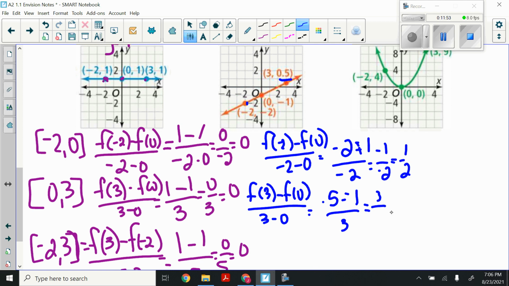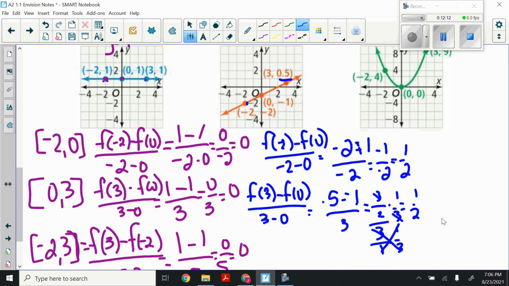Or 3/2, over 3. Remember, when I have a fraction divided by a fraction, I take the one on the bottom. This is really like 3 over 1. I flip and multiply. So multiply everything by 1/3. Those all cancel. 3 on top, 3 on bottom cancels, and I'm left with 1/2. Again, I got a slope of 1/2.